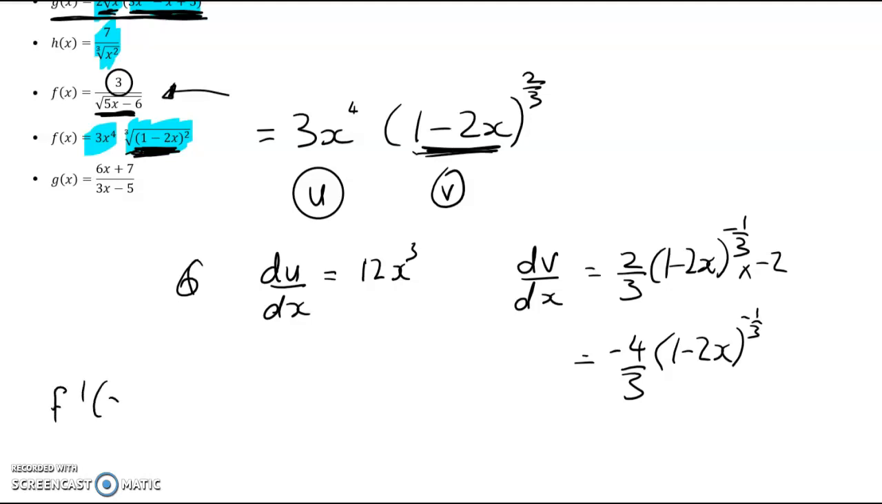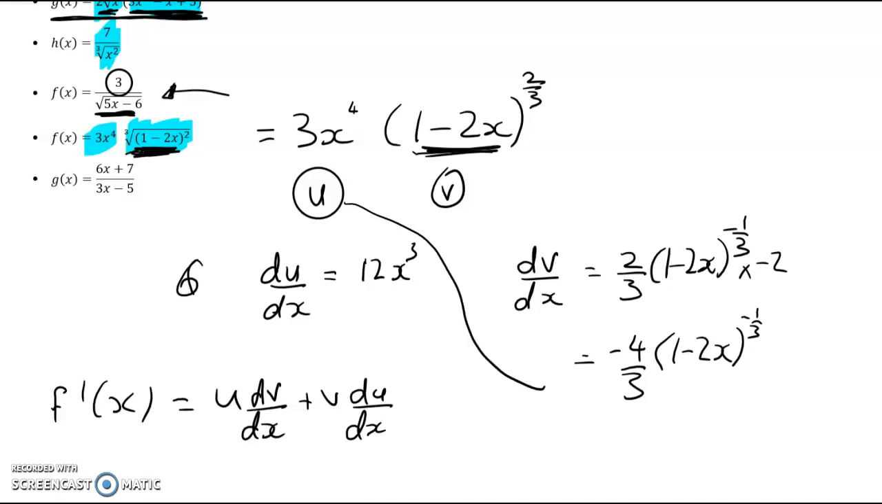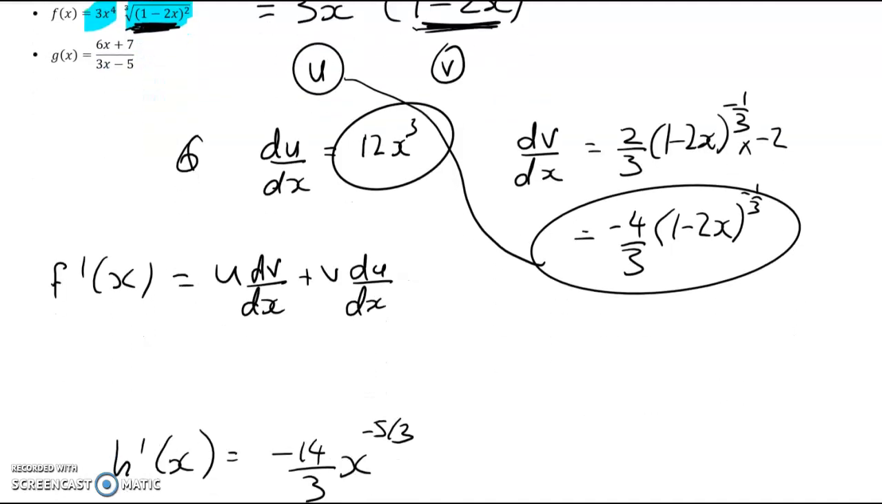So to differentiate this, I'm going to have f dash of x is equal to u times dv by dx plus v times du by dx. So it's this one times this plus this one times this.